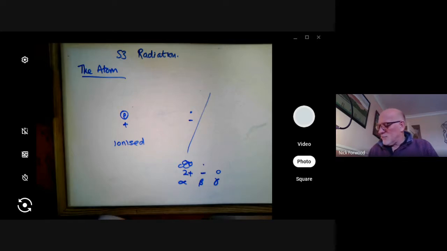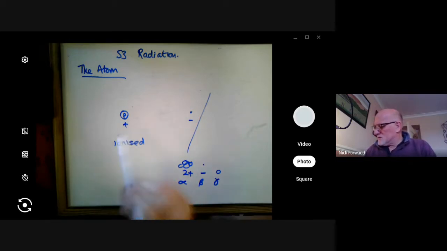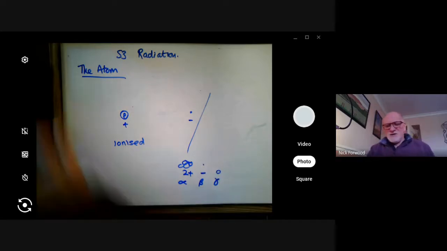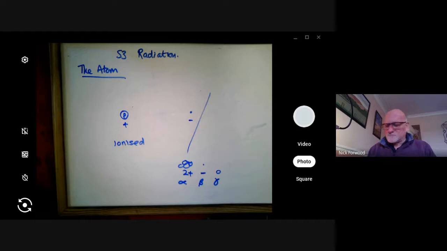Now, we'll come on to ionization again later in this unit, because atoms that lose electrons, especially if they're atoms in your cells, in your body, those cells, if they lose an electron and become ionized, that cell can become damaged, and we'll talk about what the damage is to your health of this radiation later on.